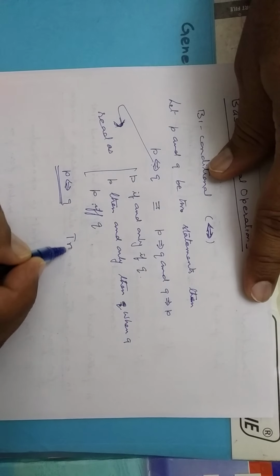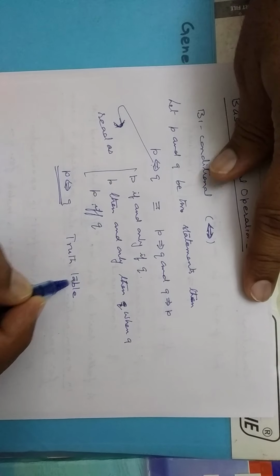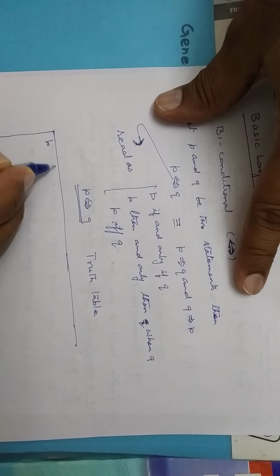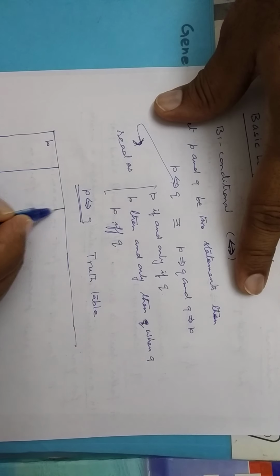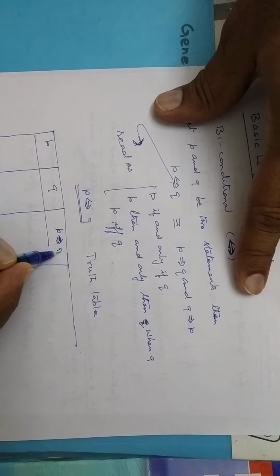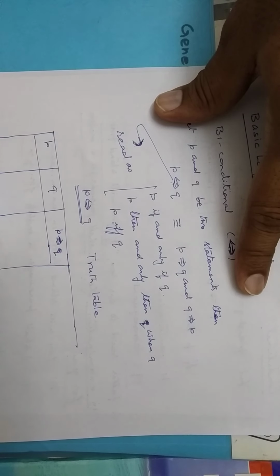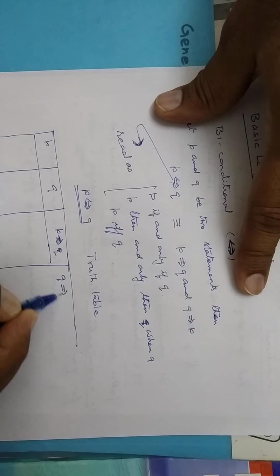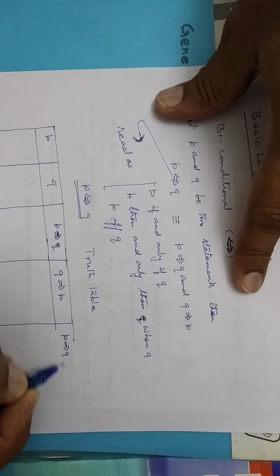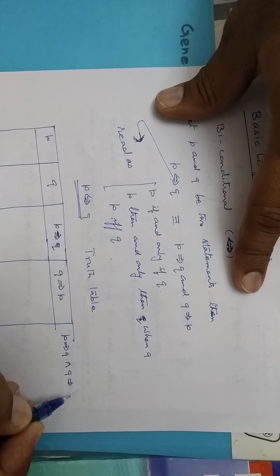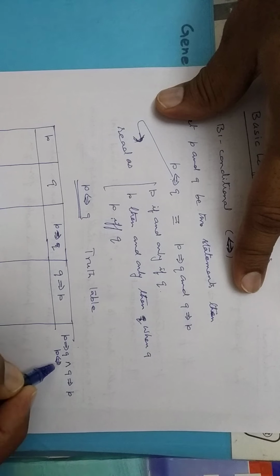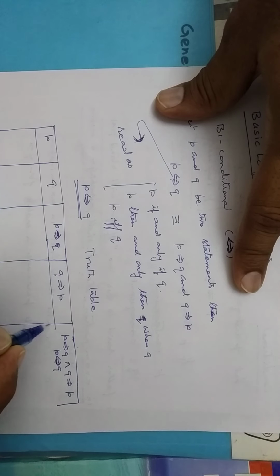The truth table that will be made for this: P and Q. First we find out P implies Q, then Q implies P, and then P implies Q and Q implies P, and this one will be P if and only if Q. This is the biconditional result.